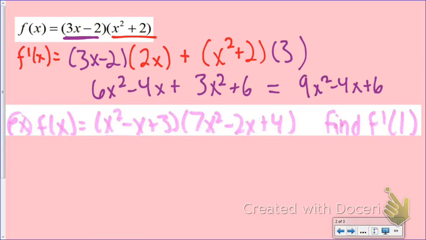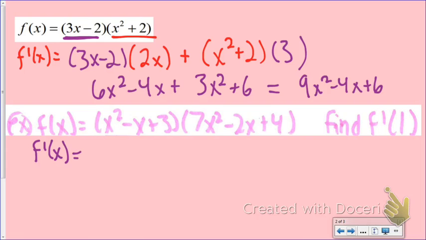Alright, so what the product rule can be really helpful with is, let's say instead of finding a derivative, I'm trying to find the derivative when x equals 1. I can get this question done a lot faster if I just use the product rule, because I won't have to FOIL this out, this whole 3 by 3 polynomial here. I can just find my derivative with the power rule, or product rule, and then just plug in 1 really easily. So let's go ahead and just find f prime of x.